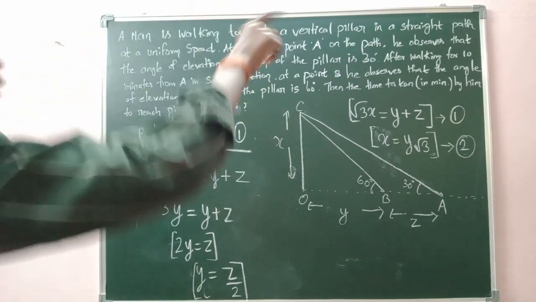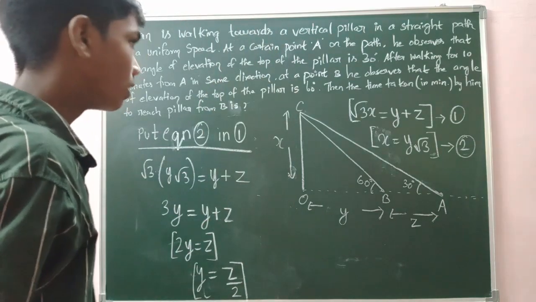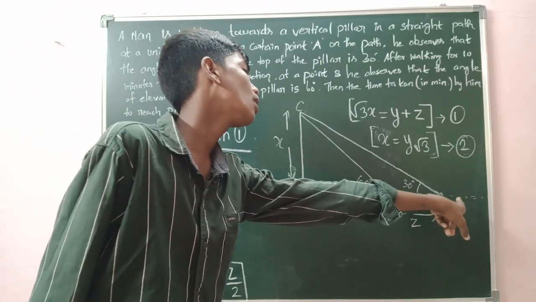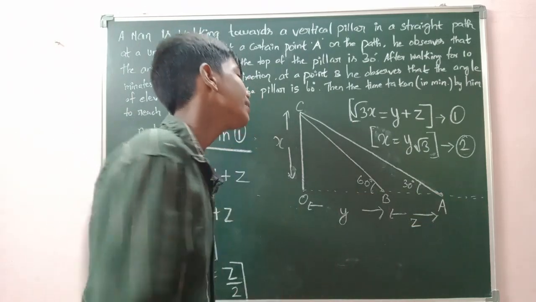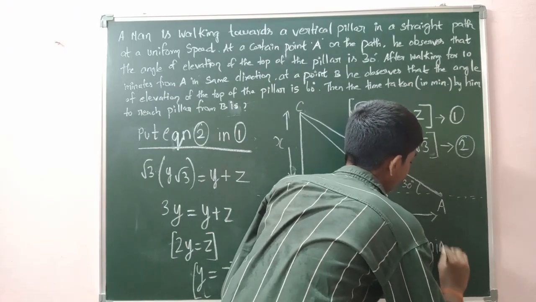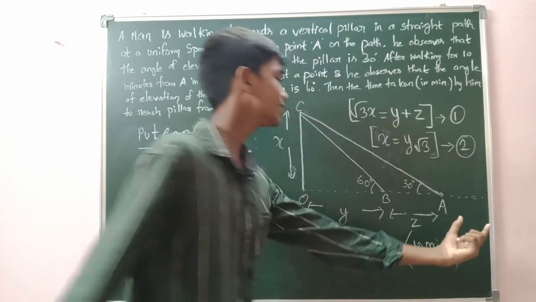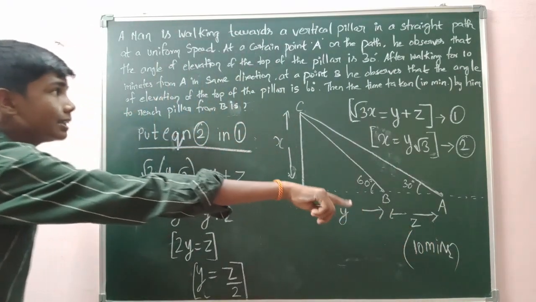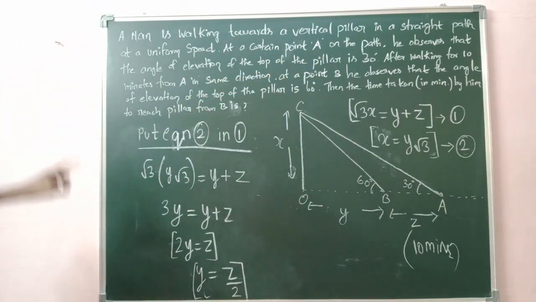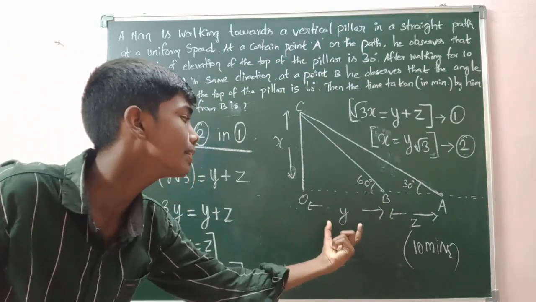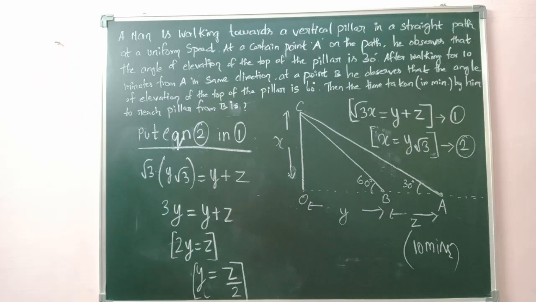In the question it is given that the time taken to move from point A to point B is 10 minutes. For covering the distance Z, it takes 10 minutes, because the distance between point A and point B is Z. And they are asking us to find the time taken by him to reach the pillar, that is point O, from B. That is nothing but the value of Y.